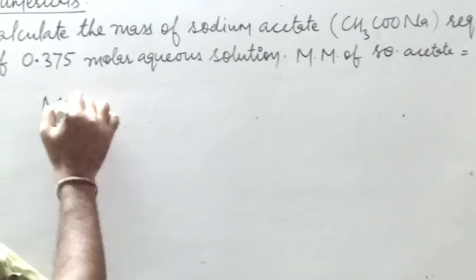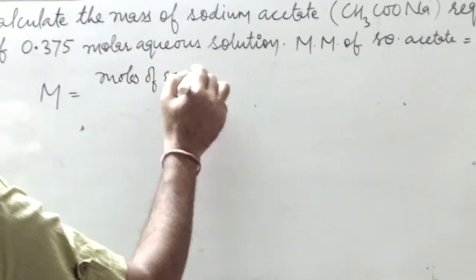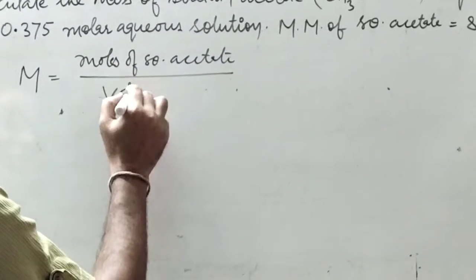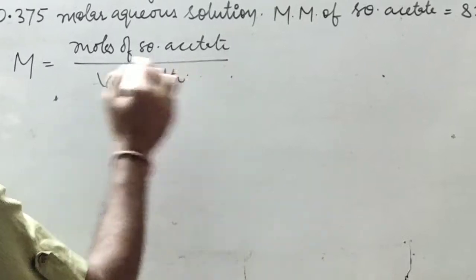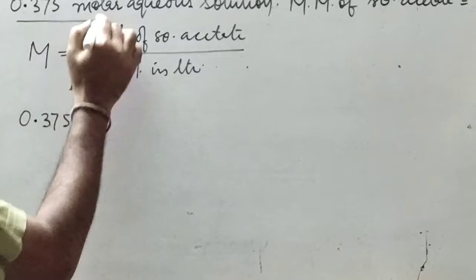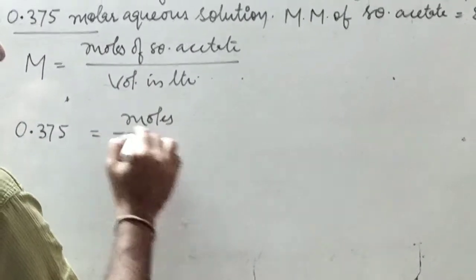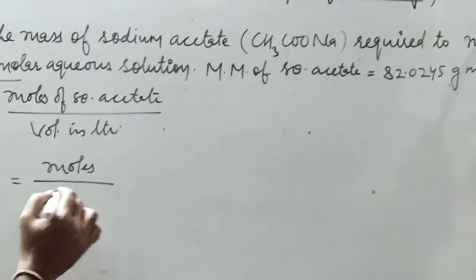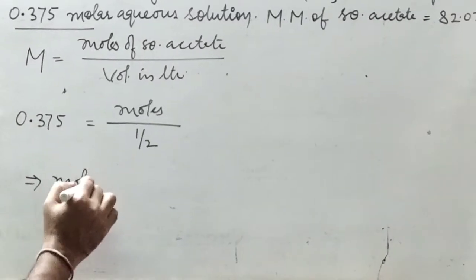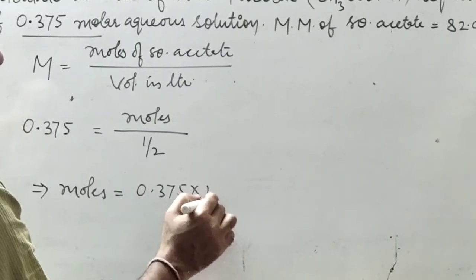So use the molarity formula, that is moles of sodium acetate upon volume of solution in liter. Putting the value, molarity is 0.375 given to you and moles of sodium acetate you have to calculate upon volume given is 500 milliliter, it means half liter. So how many moles will be required? 0.375 into 1 by 2 moles.